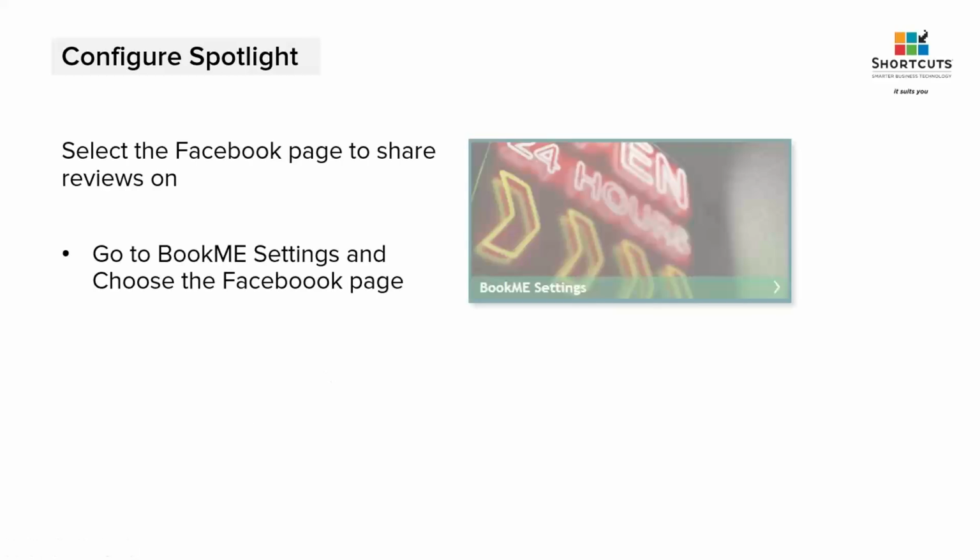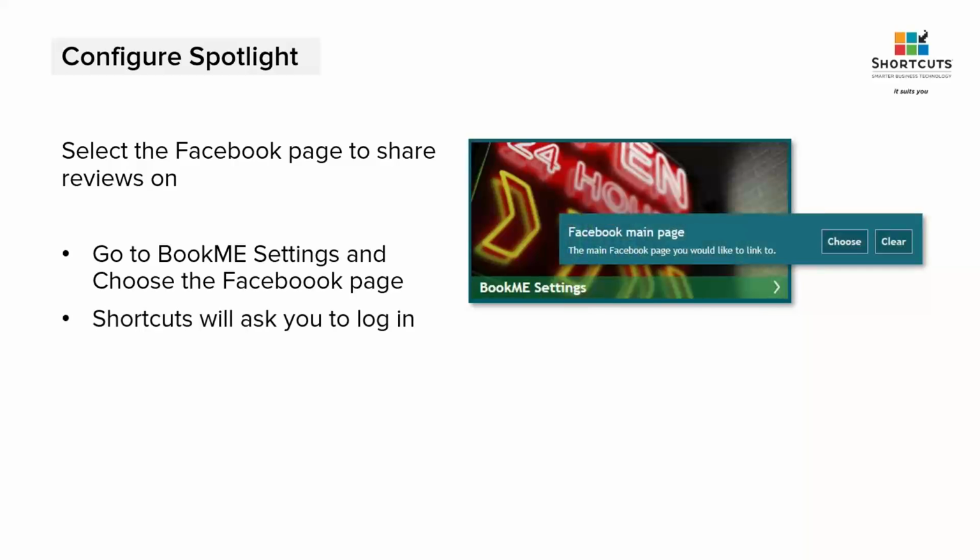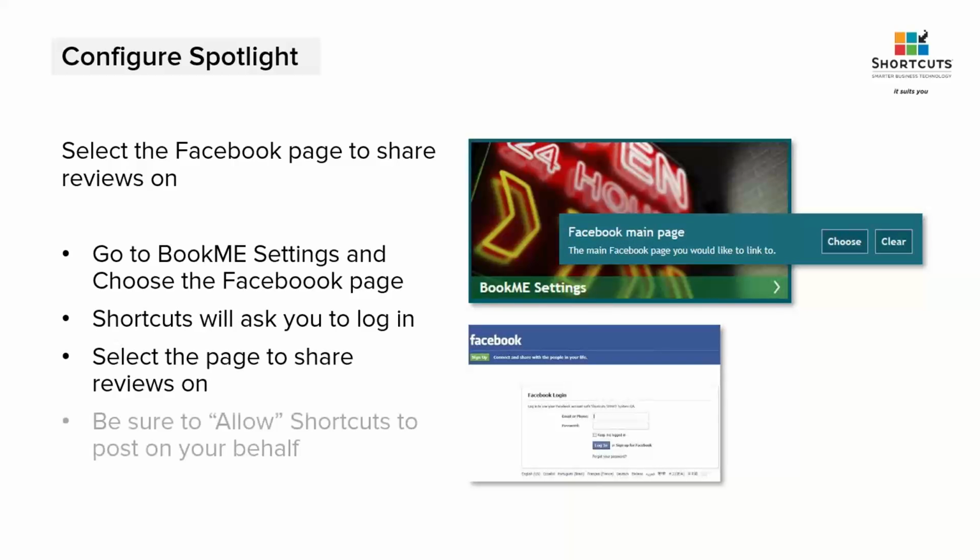So to configure Spotlight, when you go into the console, you're going to go to Book Me Settings. So Book Me Settings is actually where you tell Shortcuts, if I decide to share a survey on Facebook, this is where you set the page. So Shortcuts will ask you to log in, and it'll ask you, do you give Shortcuts permission? Are you allowing it to post on your Facebook page the surveys that you approve of? So if you're not already using that, you might want to log into the Book Me and update these settings.